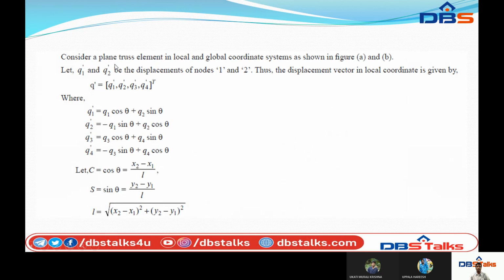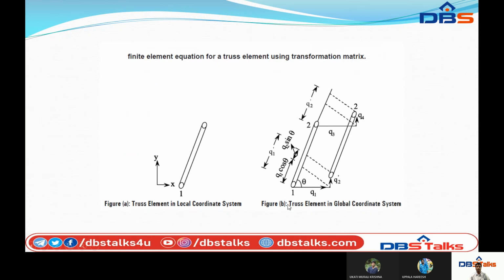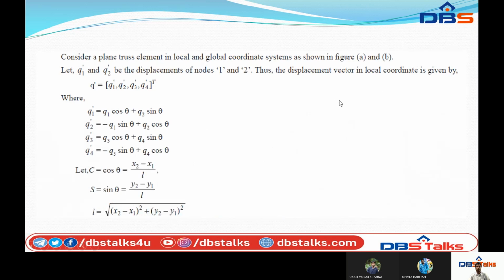First of all, consider a plane truss element in a local and global coordinate system. We recently saw what the local coordinate and global coordinate systems are, shown in figure A and figure B. Figure A is the local coordinate system, figure B is the global coordinate system. I am using both coordinate systems for generating the FE equation for truss elements.